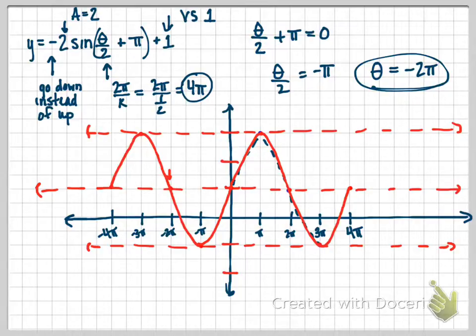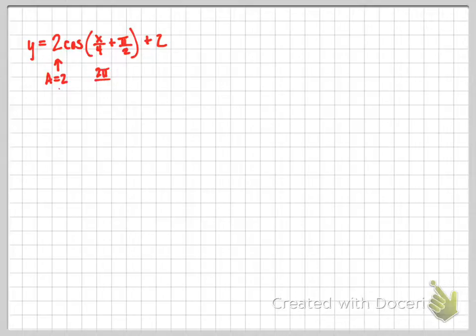Okay, one more, and we'll be done. Let's do y equals 2 cosine of, let's do x over 4 plus pi over 2, and then plus 2. So here my amplitude is 2, my period 2 pi over k is 2 pi over 1/4, so it is 8 pi.